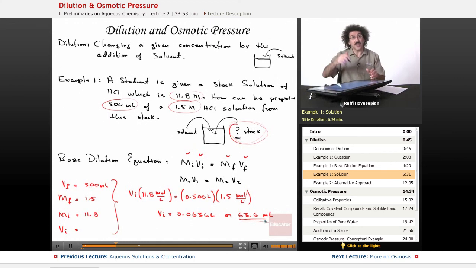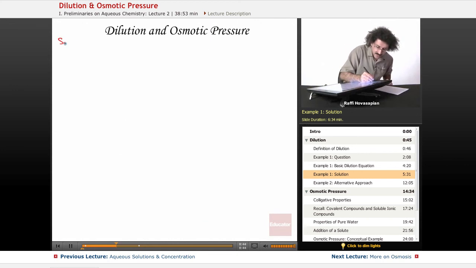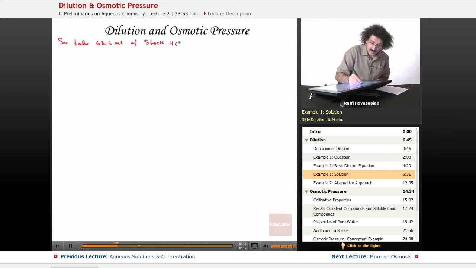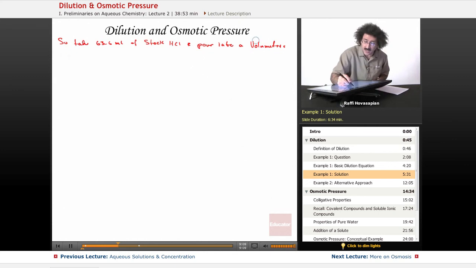add that to a beaker, and then I'm going to bring that volume up. So let me go ahead and write out the procedure. So take 63.6 milliliters of stock solution, stock HCl, and pour into a volumetric flask. I'm sorry, a 500 milliliter volumetric flask, because we're creating, now we want to be as precise as possible. I mean, you can use a beaker if you want, but again, you're trying to create a solution, so you want to use a 500 milliliter volumetric flask.